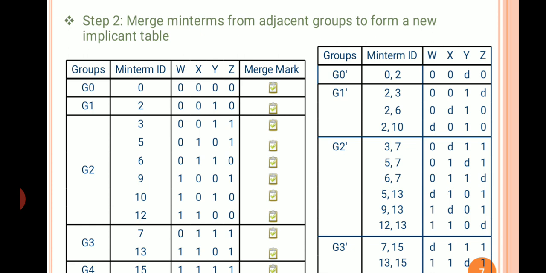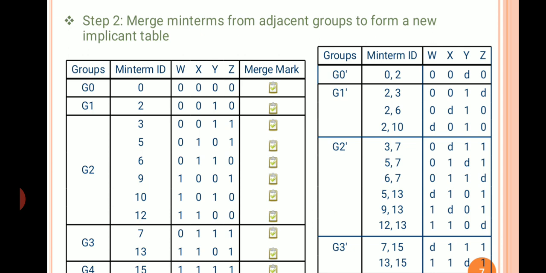Observe the second table, third row. Now you can put merge mark in front of the 6. Then compare 2 and 9. No, they cannot be grouped together. Don't put merge mark in front of the 9. Check 2, 10. Yes, they can be grouped together. Put merge mark. D 0, 1, 0. 2, 12 cannot be grouped together. Don't put the merge mark. This is okay.